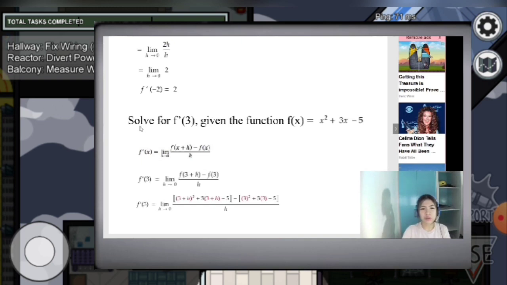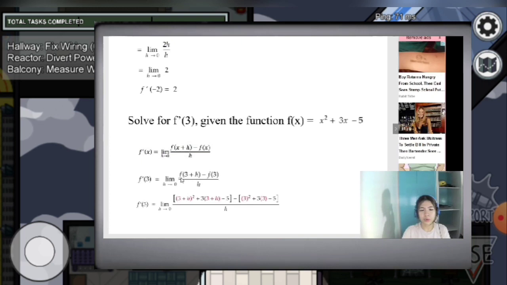Then moving on to the next example, we have to solve for f prime of 3 given the function f of x equals x squared positive 3x minus 5. Again, we're going to repeat the same process that we did on example 1. We're going to substitute 3 into the x. So we're going to get f of 3 plus h minus f of 3 all over h.